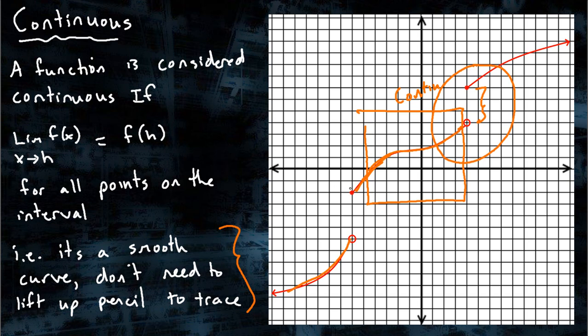Therefore, this is discontinuous. But if I looked at, say, just this section, just that interval, well, on that interval, it is continuous. The long way to say that is if our limits exist and they approach the same number as the function's value actually is, well, then we are continuous.